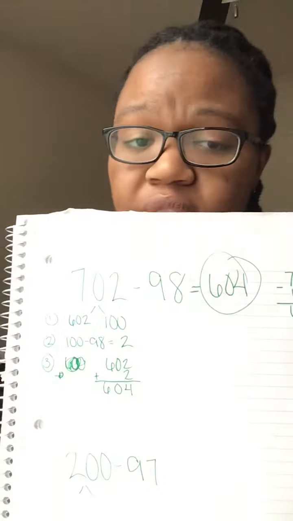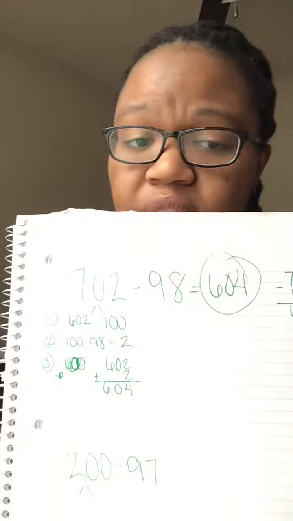Okay, so let's look at the last one. 200 minus 97. So, let's break it apart. Remember, we always have to have that 100. Let's go ahead and write that 100 down, right here.